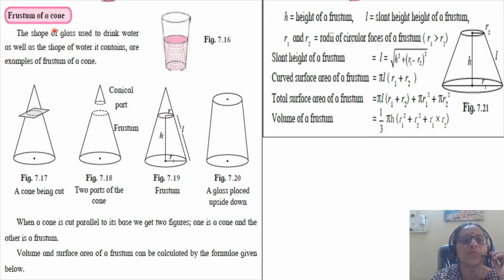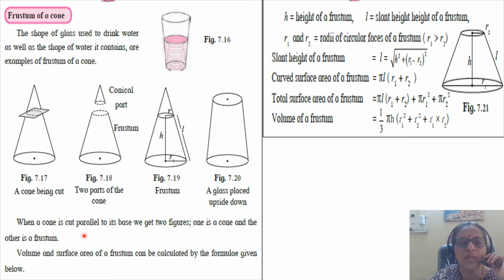Let us study the frustum of a cone. The shape of a glass used to drink water, as well as the shape of the water it contains, are examples of a frustum of a cone. Now observe, a cone is being cut. If you give a cut from here, you have two parts. One is the conical part and the other part is called the frustum of the cone. So this is small r. You can consider this as R1. This is the height of the frustum and L is the slant height. The glass placed upside down, we can call this shape a frustum of a cone.